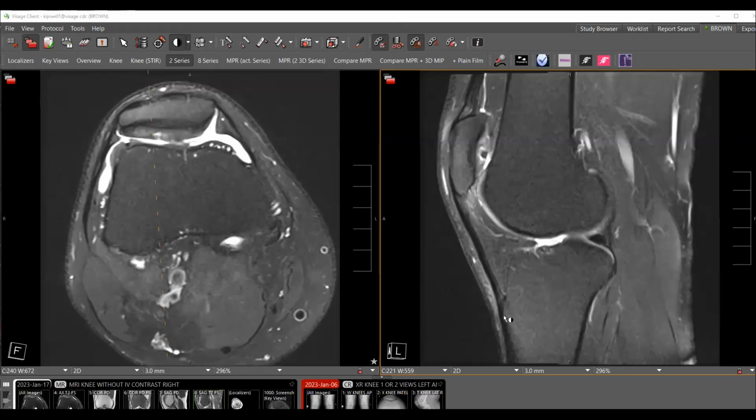Now I would like to show you multiple case examples of cartilage lesions in real patients. I would like to first start off with traumatic cartilage lesions. This is a nice example of a cartilage flap tear. I would describe this as a superficial partial thickness cartilage flap tear on the lateral patellar facet.